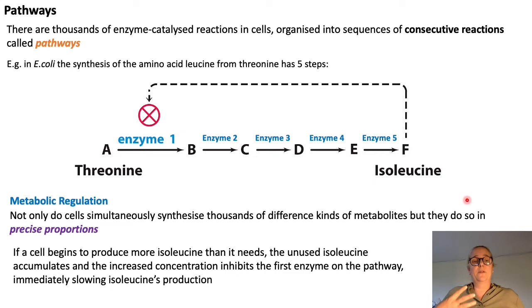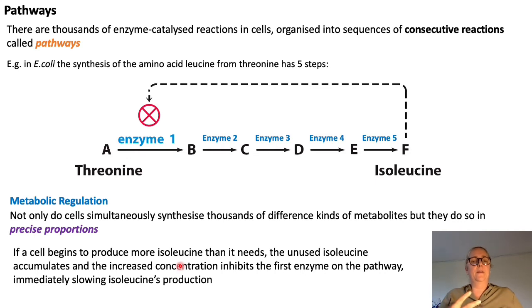So the metabolic regulation: once we produce this product, there is a feedback effect, okay? The feedback effect will act on various parts of the pathway. It may act on the beginning of this pathway, so it will act on a particular enzyme, enzyme 1.